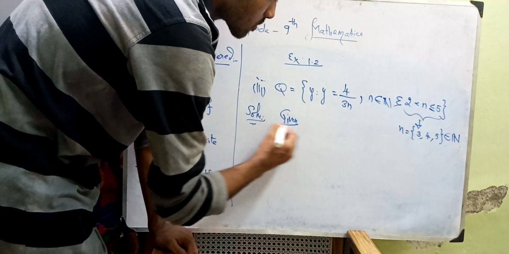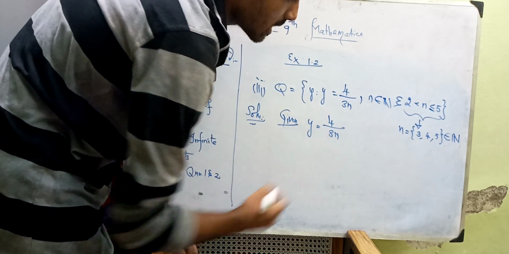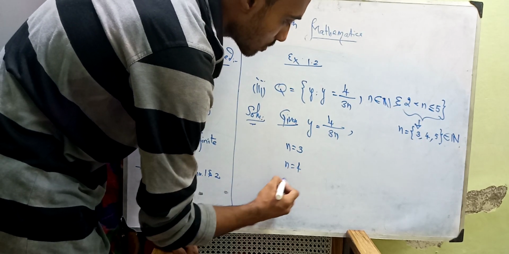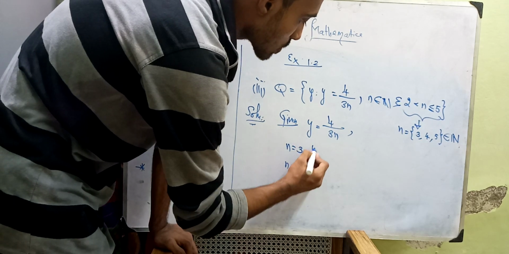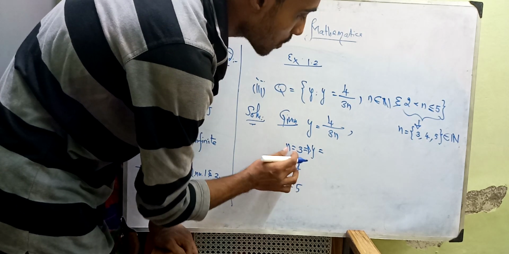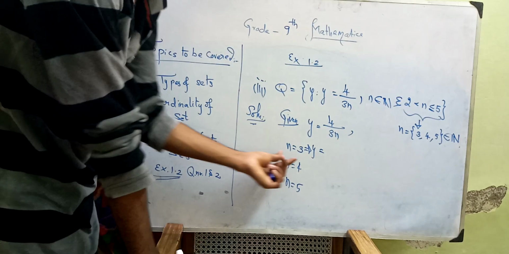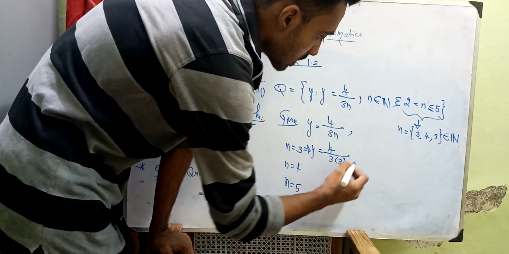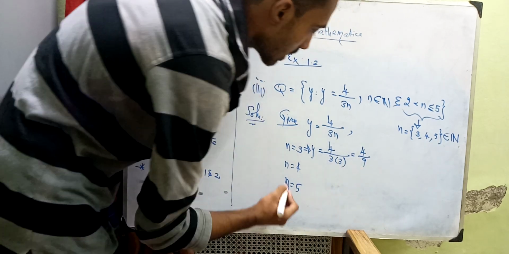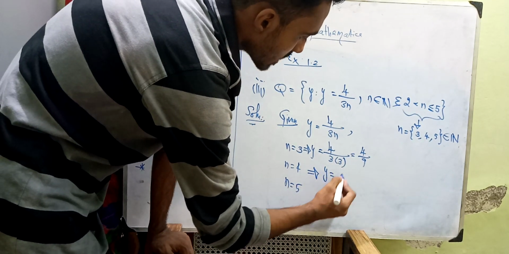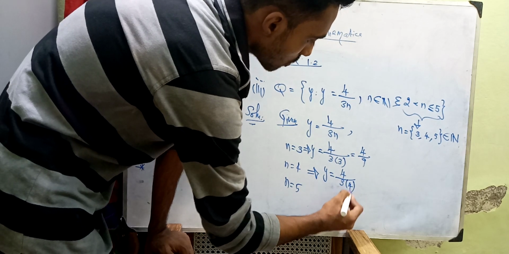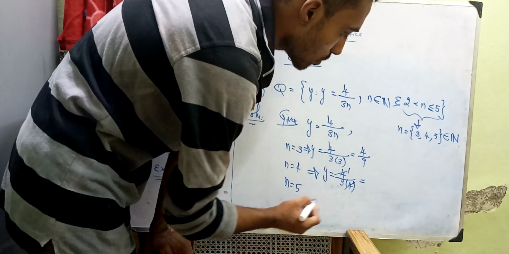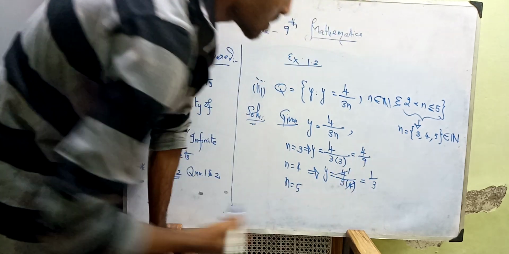So given y equals 4 upon 3n, 4 divided by 3n, here we have to take n equal to 3, n equal to 4, n equal to 5. Got it? If you substitute n equal to 3 in y, it becomes 4 by 3 times 3. 4 by 3 times 3 is 4 by 9. Now for n equal to 4, y is equal to 4 by 3 times 4. Since 4 and 4, numerator and denominator, cancel, we get 1 upon 3 as the answer.